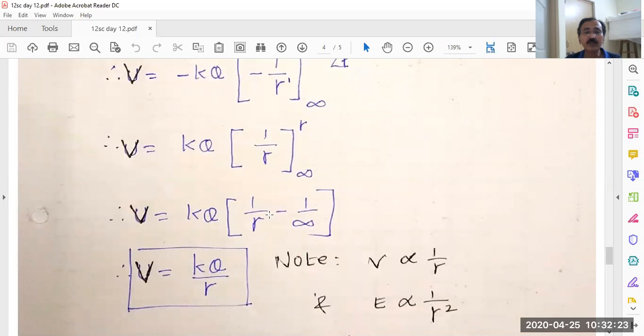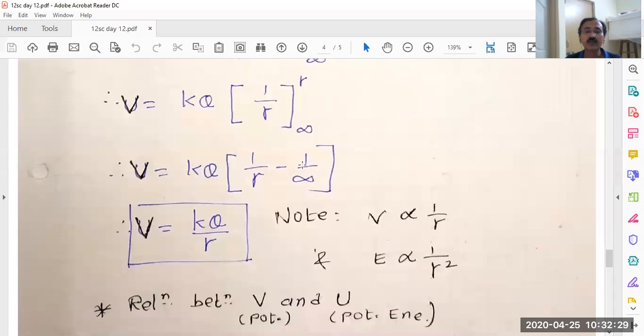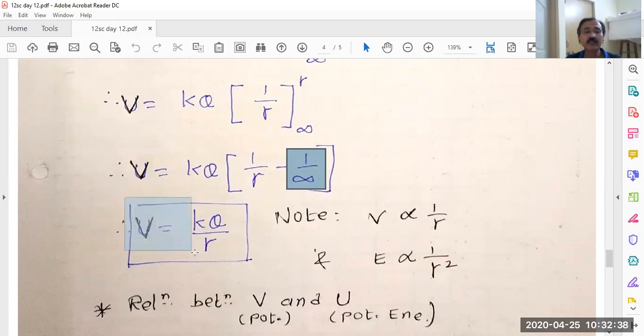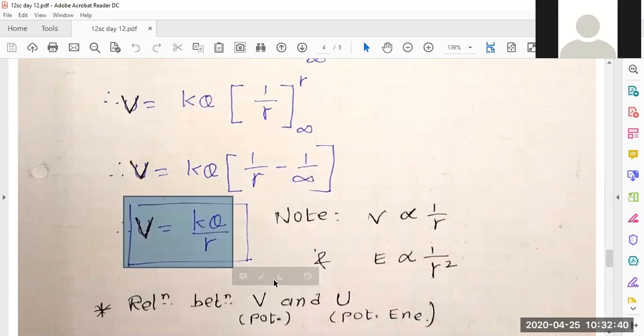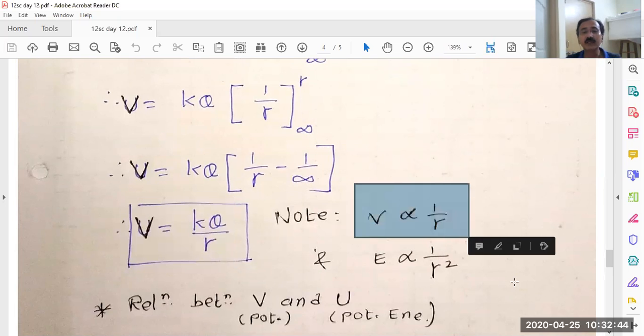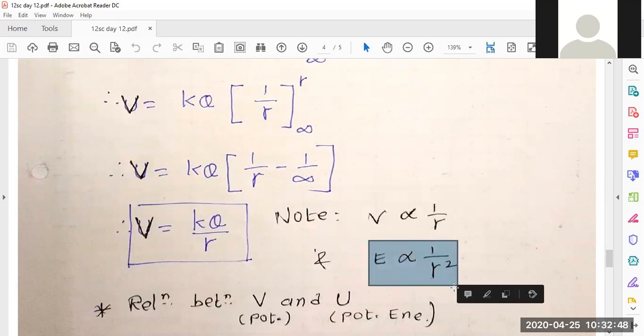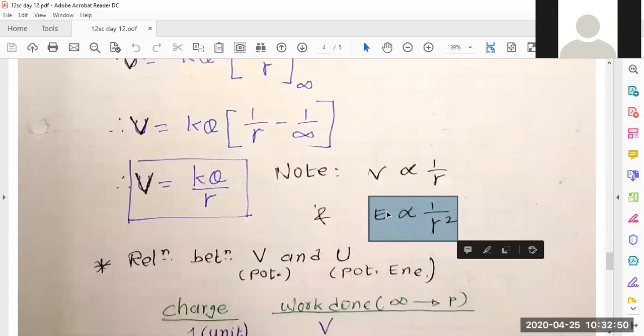So now the lower limit is infinity and the upper limit is r. Infinity to r. Negative will become positive. The rest of the story is the same. Now put down the limits. This should be r dash; there is a mistake here. It is 1 divided by r dash. So when you put the upper limit, it is 1 by r minus 1 divided by the lower limit. Now, you know what is 1 by infinity? 0. So what is left is kq by r. An important point: V varies as 1 by r, and remember, the electric field was varying as 1 by r square.